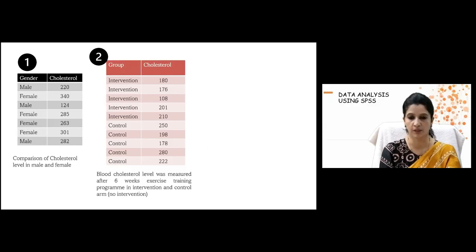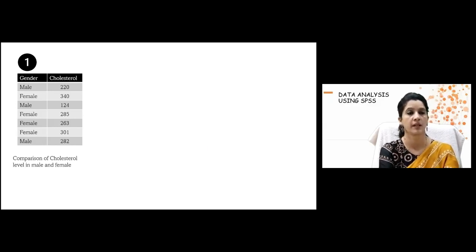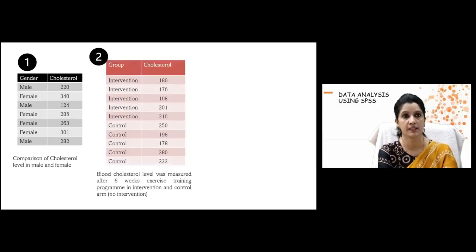So in the first one, you can see there is a comparison of cholesterol level in male and female. So you can take the mean of male and the mean of female, and then you can compare the two. In the second, the cholesterol level was measured after 6 weeks of an exercise training program in an intervention and a control arm. So there is an intervention arm and there is a control arm.